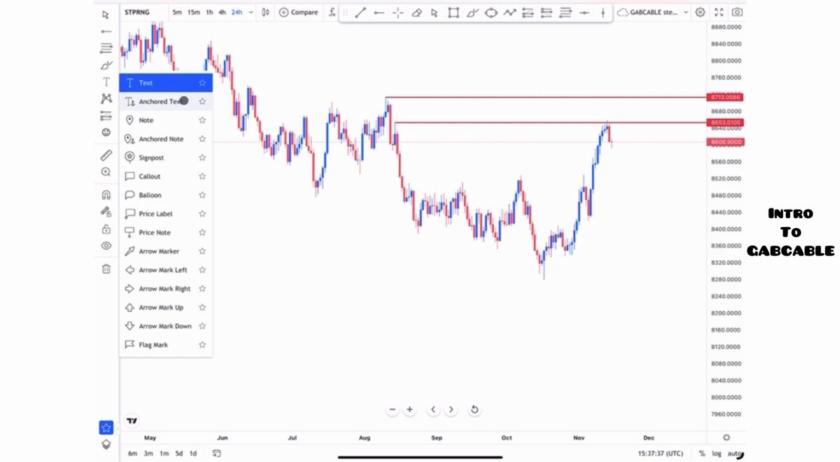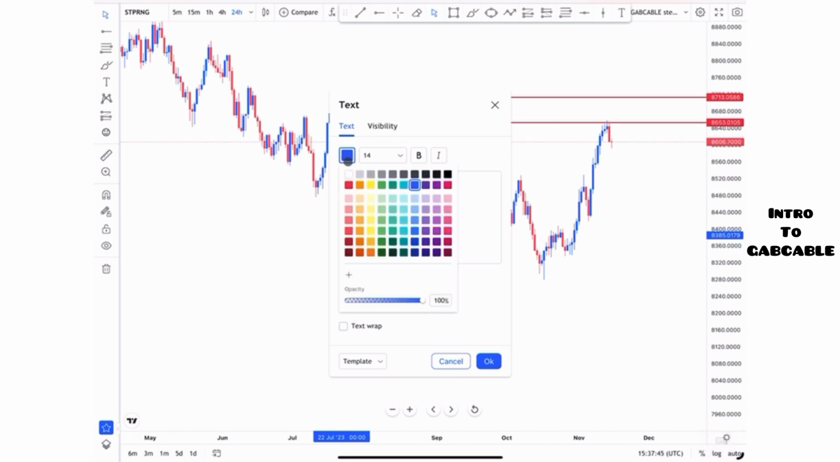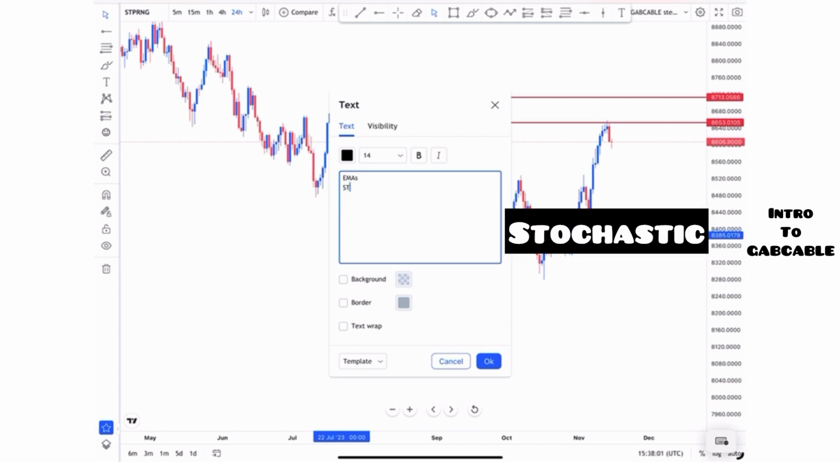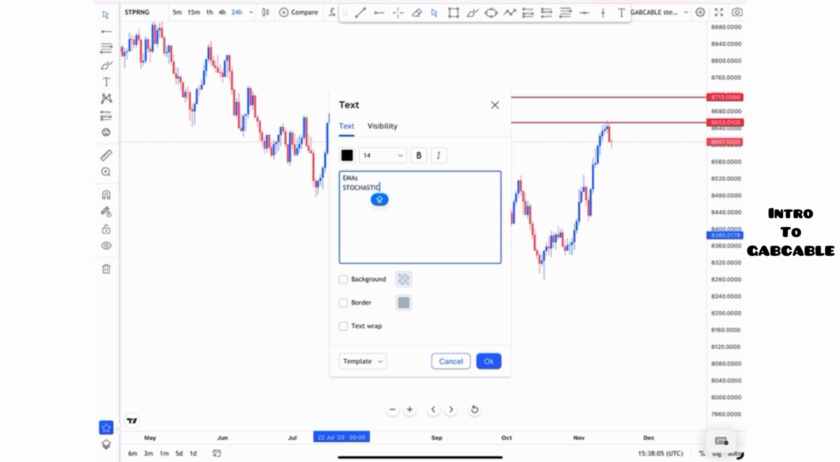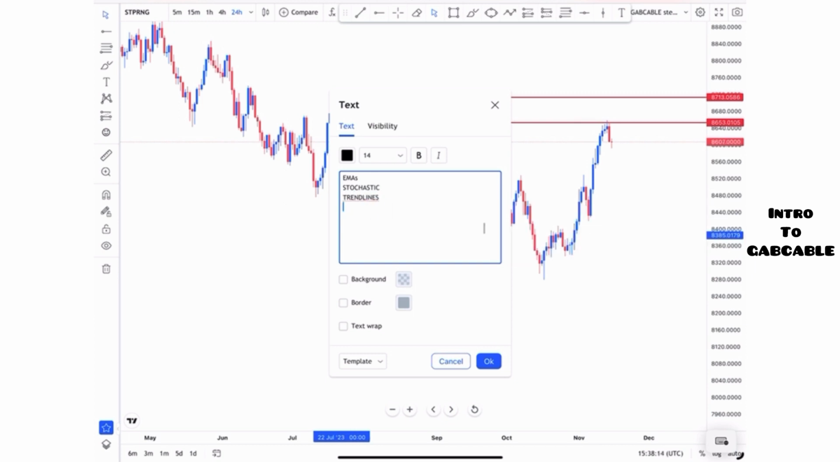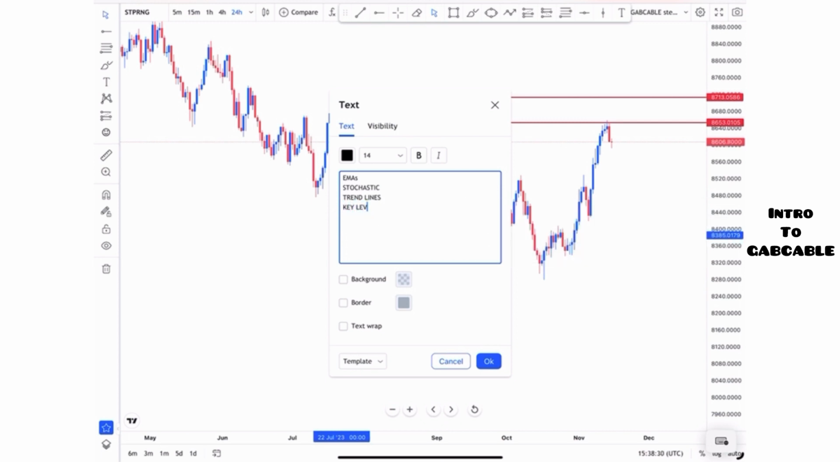So, what I add to my strategy, I'm going to list them out here. I use EMAs, I use stochastic, I use trend lines, I use key levels, I use patterns.